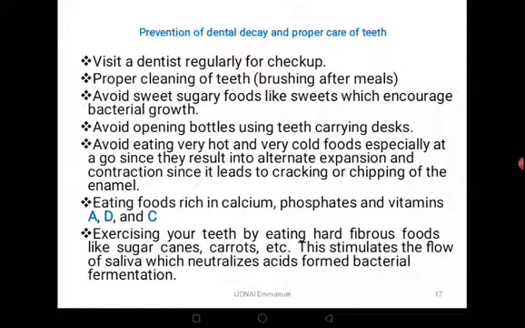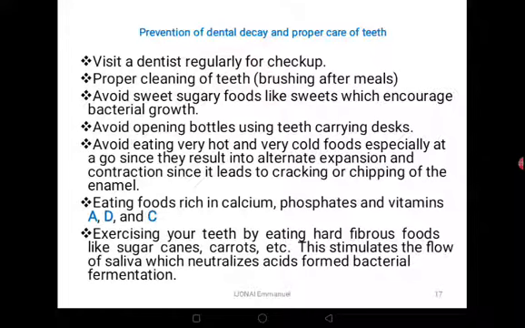Eating foods rich in calcium, phosphates, and vitamins A, D, and C is very key and very recommendable for your teeth to grow. Calcium and phosphates are building blocks for teeth and bones. Vitamins A, D, and C are equally vital for development of collagen, which is key in the gum and the cement. And then exercise your teeth by eating hard fibrous foods like sugar canes, carrots, etc.